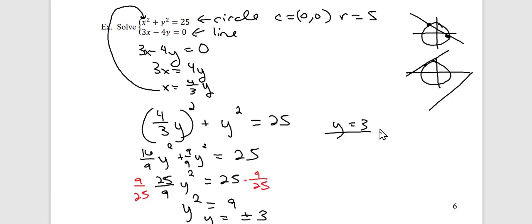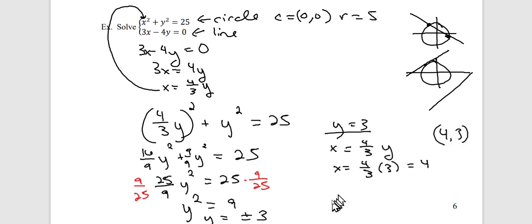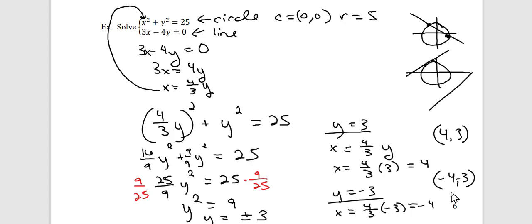Let's start with the solution y equals 3. Remember, x is 4/3 y. So x is 4/3 times 3, which is 4. So we get the ordered pair 4, 3. And we also get a solution when y equals -3 of x equals 4/3 times -3, or -4. So I get the ordered pair -4, -3.